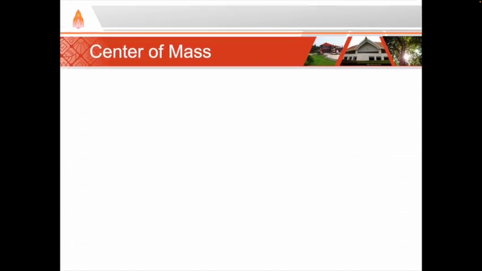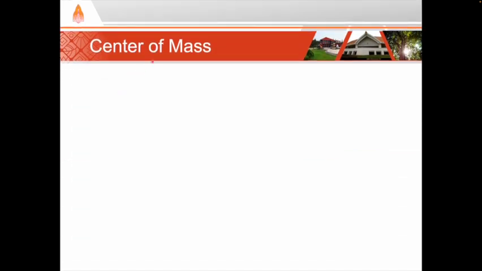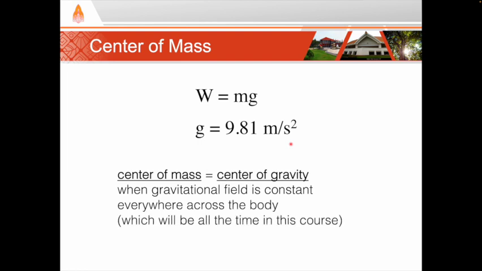A second term we will learn is the center of mass. The center of mass is related to the center of gravity by Newton's second law, where g is the strength of the gravitational field. In this course, we assume that gravity is constant at 9.81 meters per second squared, which is a reasonable assumption on the surface of the Earth. Therefore, the center of mass and the center of gravity are the same point. The only case where that is not true is if the gravitational field is variable, which we do not encounter in this course.